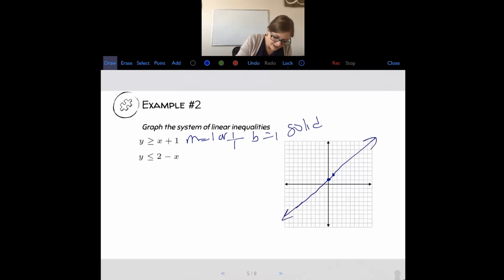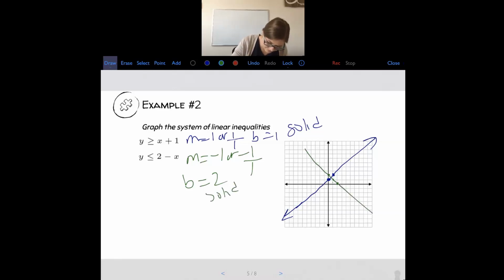Okay. For the next one, my m is the number in front of x, so -1, or -1 over 1, and b is equal to 2. So I'm going to start at 2, and then I'm going to go down 1 over 1. Okay. And this line is also solid. Okay, now I'm going to do the same thing in order to determine where to shade. So for the blue line, we shade above the line. And for the green line, we shade below.